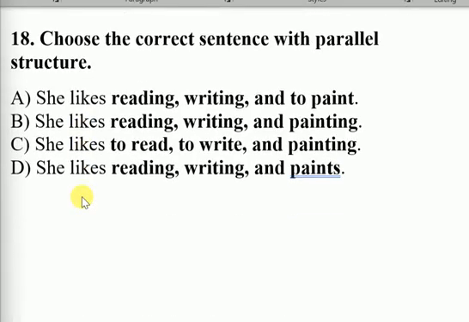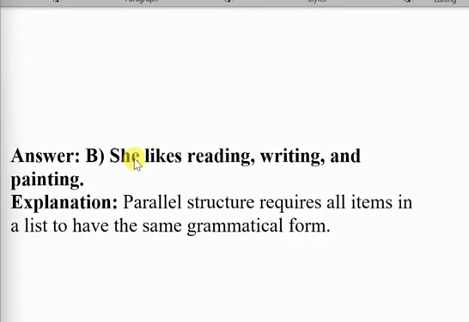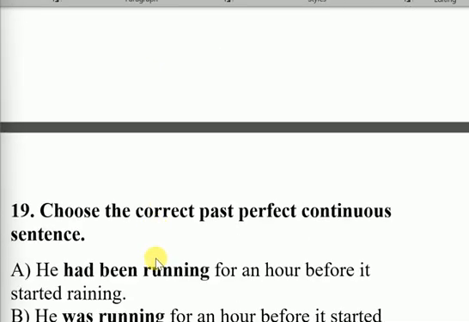18. Choose the correct sentence with parallel structure. A. She likes reading, writing, and to paint. B. She likes reading, writing, and painting. C. She likes to read, to write, and painting. D. She likes reading, writing, and paints. Answer. B. She likes reading, writing, and painting. Explanation. Parallel structure requires all items in a list to have the same grammatical form.